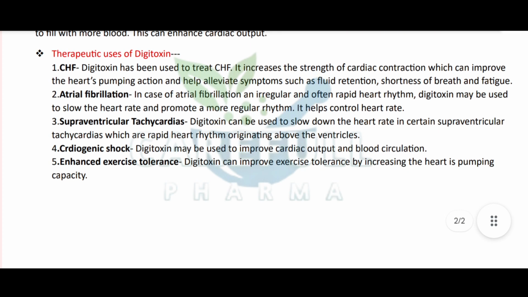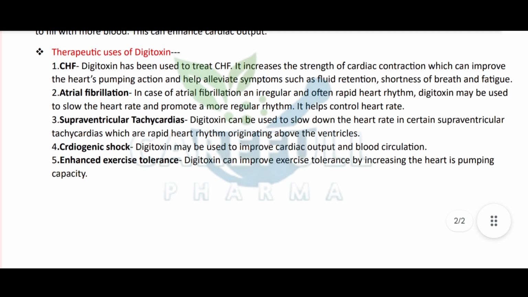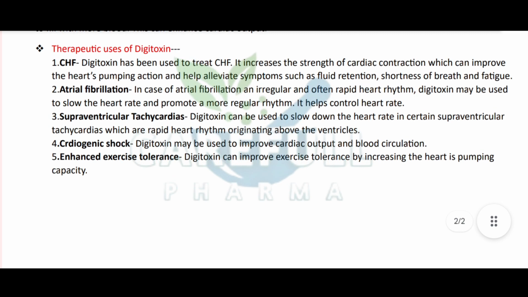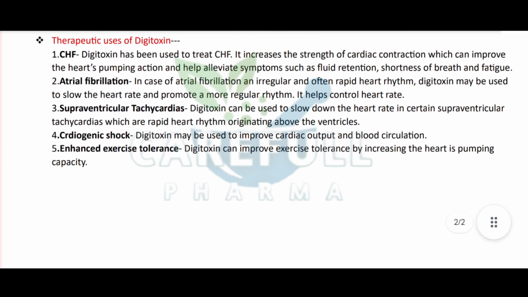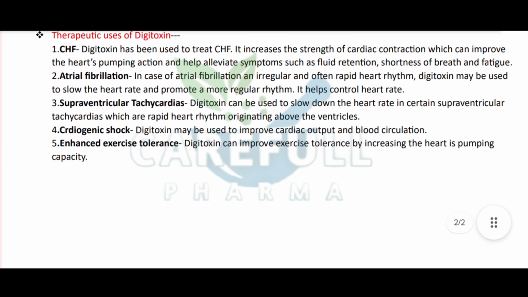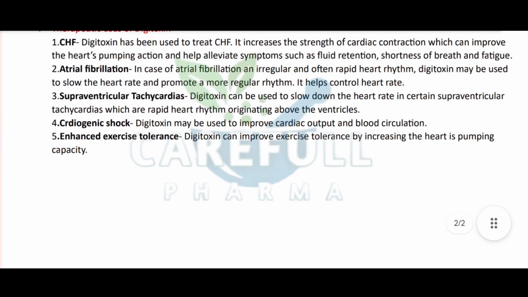Therapeutic uses of digitoxin. 1. CHF. Digitoxin has been used to treat CHF. It increases the strength of cardiac contraction, which can improve the heart's pumping action and help alleviate symptoms such as fluid retention, shortness of breath and fatigue.